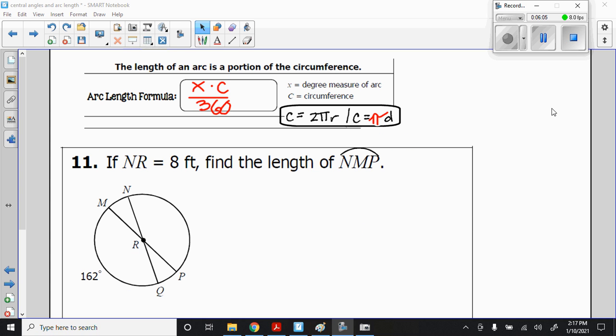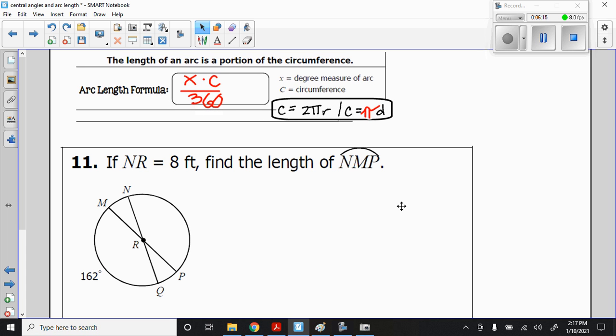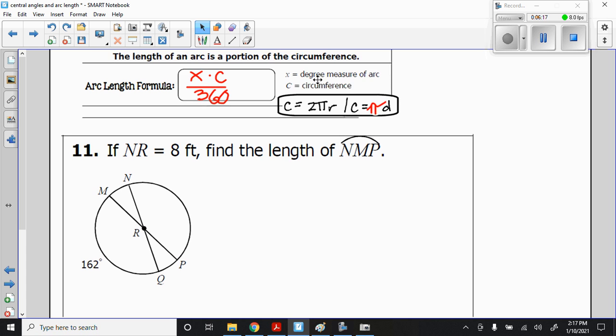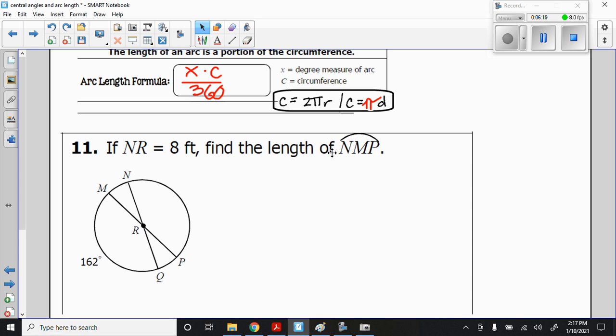All right, so I went on to copy the next question, and I copied the formulas that I needed off the top of the page, off from the previous page. So here's my copied formula and my copied question. All right, so let's start.